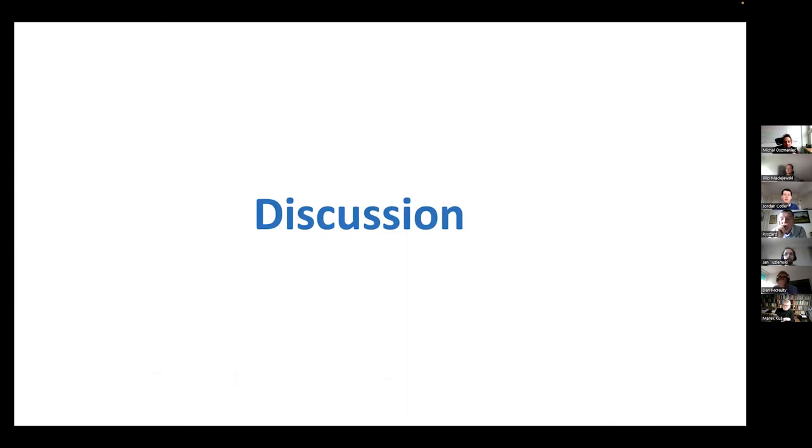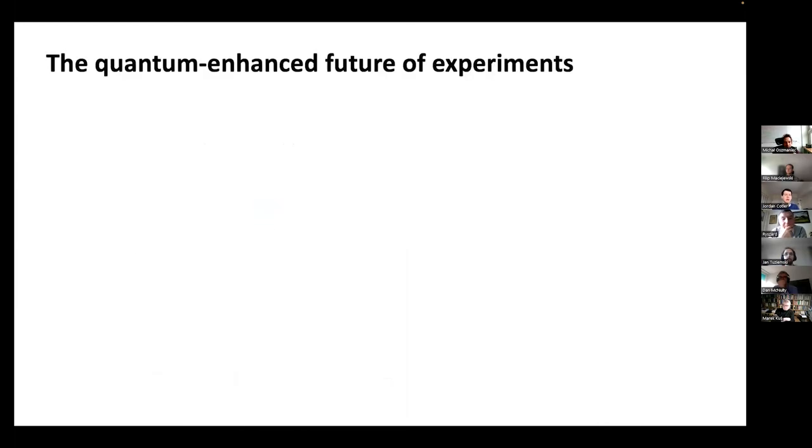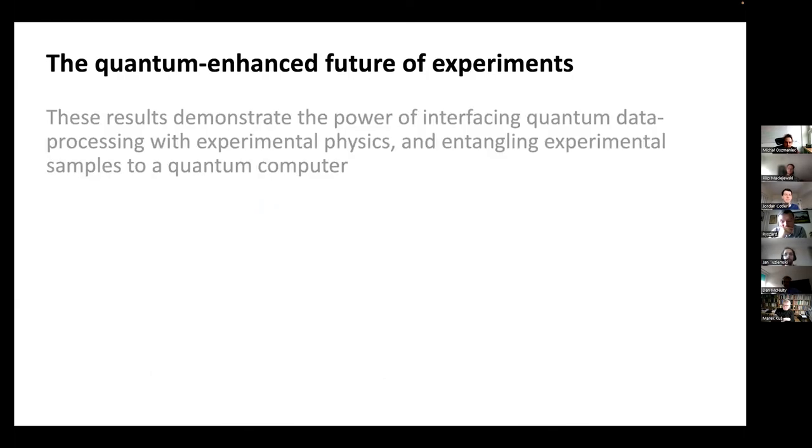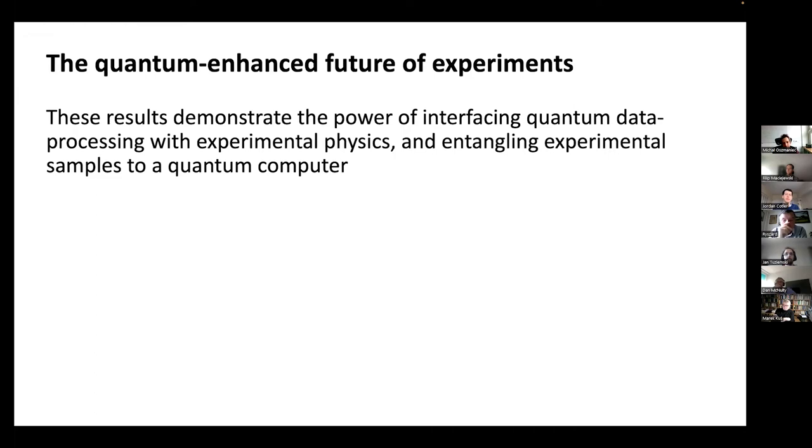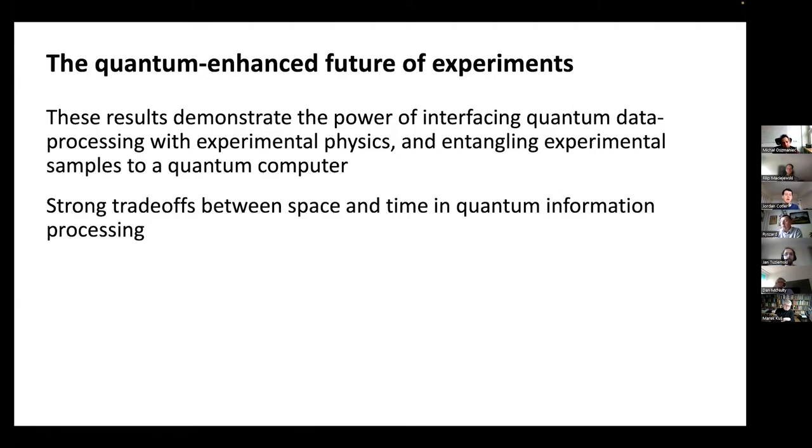Let me conclude with the discussion. Let me make some comments about what I see as the quantum enhanced future of experiments. So these results that I've shared demonstrate the power of interfacing quantum data processing with experimental physics and entangling experimental samples to a quantum computer. We've established strong trade-offs between space and time in quantum information processing.